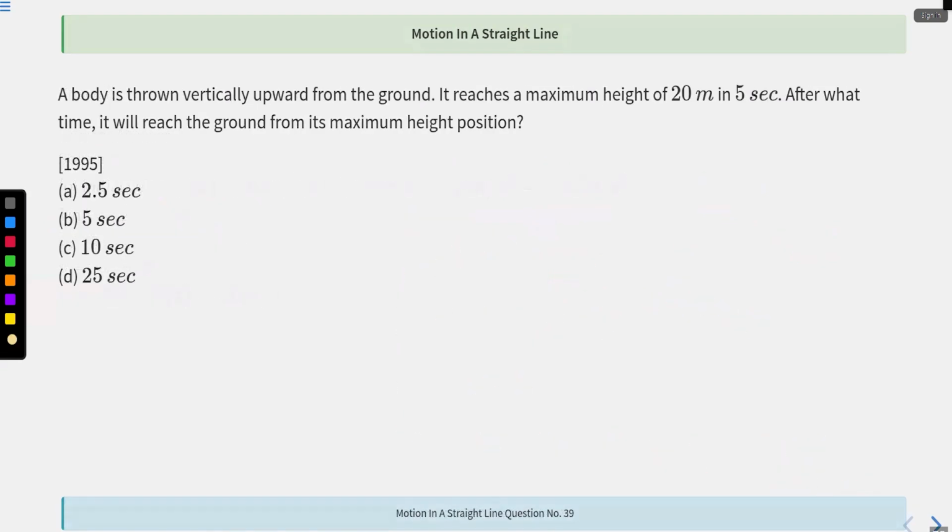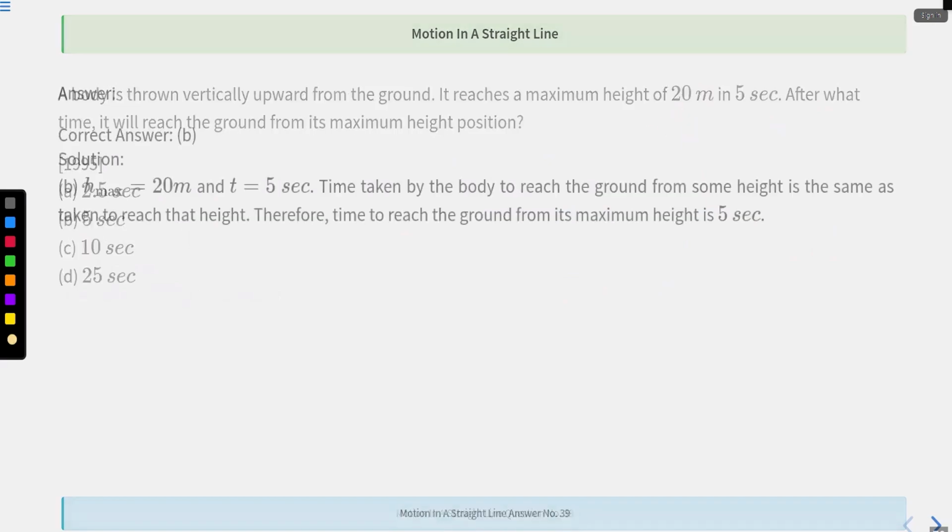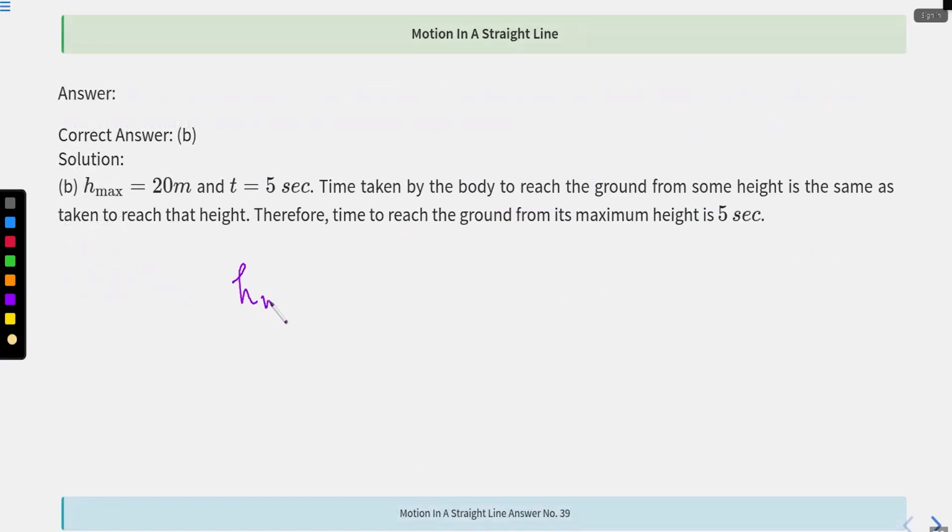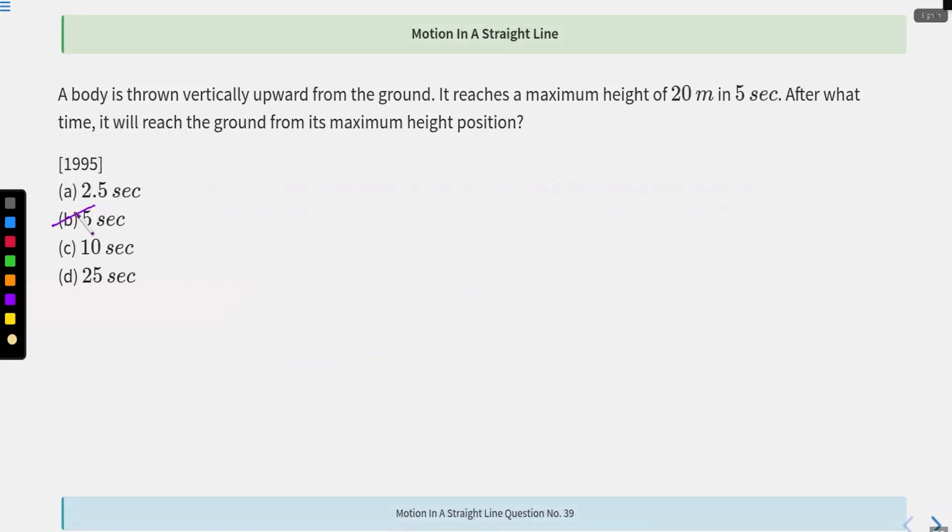A body is thrown vertically upwards from the ground. It reaches the maximum height of 20 meters in 5 seconds. After what time will it reach the ground from its maximum height? Okay, so this is h max is 20, right? The time to come down also will be 5 seconds. Why will it be 5 seconds? If it's going up in 5 seconds, it should come down in 5 seconds, right?